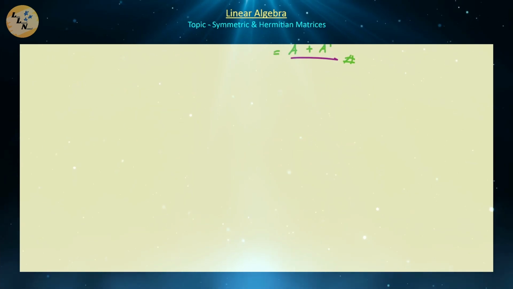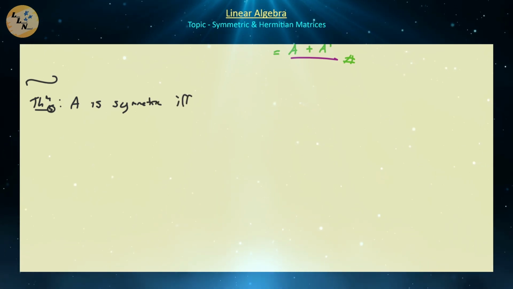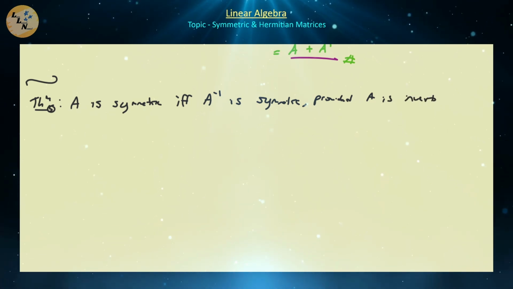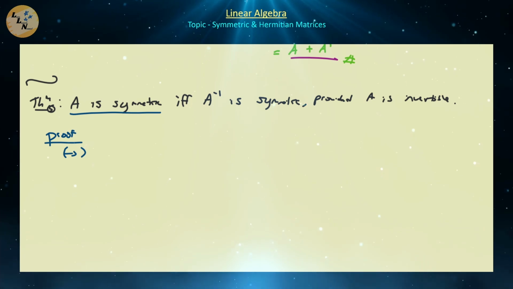Now let's take a look at the next theorem that we want to prove today. And this theorem is actually quite important. A is symmetric if and only if the inverse of A is symmetric, provided that A is an invertible symmetric matrix, that is. Okay, so let's see if we can go ahead and prove this, and let's work with the forward direction. So we're going to assume that A is an invertible symmetric matrix, and we're going to try and prove that its inverse is also a symmetric matrix.